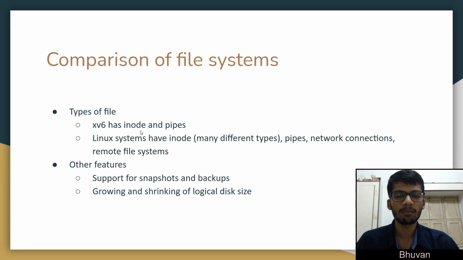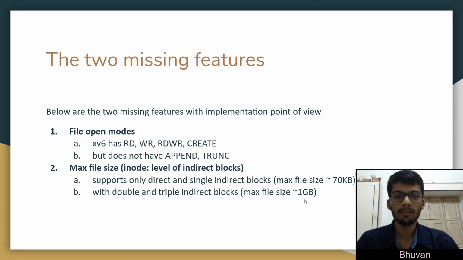So xv6 supports only inodes and pipes, two types of files, but Linux has many more. And there are also some other features that are given here. Linux being an actual system is obviously more complex and thus provides many more features. But for this video, we will restrict ourselves to two features, namely file opening modes and the maximum file size. Currently xv6 has a maximum file size of 70 KB. We will try to increase that.